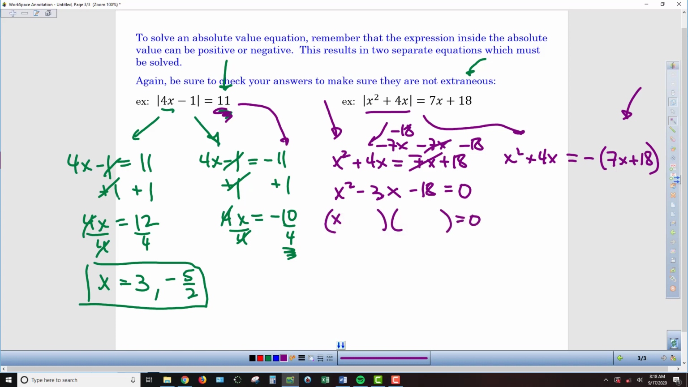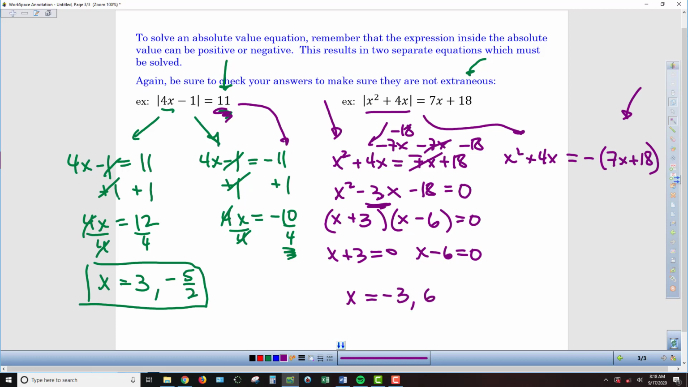I have x and x. I need two numbers that multiply to make a negative, so I need a positive and a negative. I need two numbers that multiply to make 18, but have a difference of 3, since one's going to be positive, one's going to be negative, and the bigger number needs to be negative, so it's got to be plus 3 and minus 6. So now I can take each of those factors and set them equal to 0. So I can see I'm going to get two answers here, negative 3 and 6.